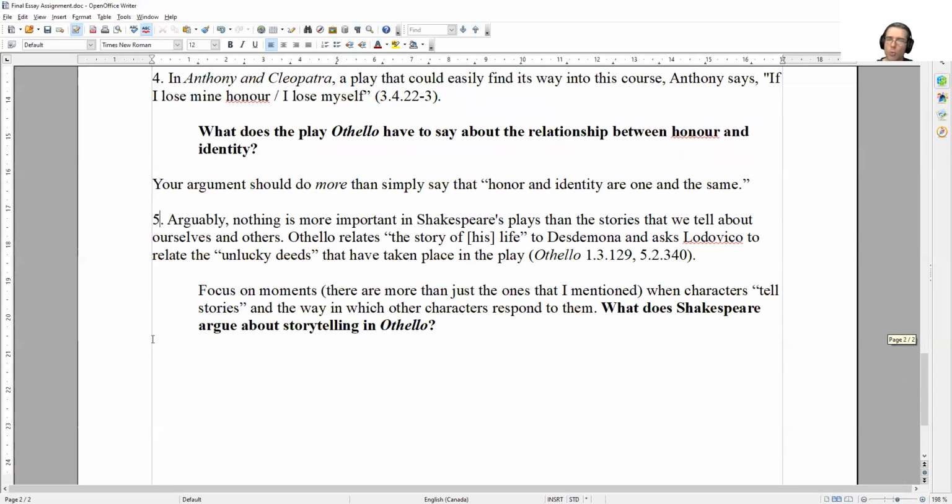Okay. And question 5. Arguably, nothing is more important in Shakespeare's plays than the stories that we tell about ourselves and others. Othello relates the story of his life to Desdemona and asks Lodovico to relate the unlucky deeds that have taken place in the play. He tells Lodovico essentially to retell the story of the play to others. Focus on moments, and there are many more than just the ones that I've mentioned, where characters tell stories and the way in which other characters respond to them. What does Shakespeare argue about storytelling in Othello?